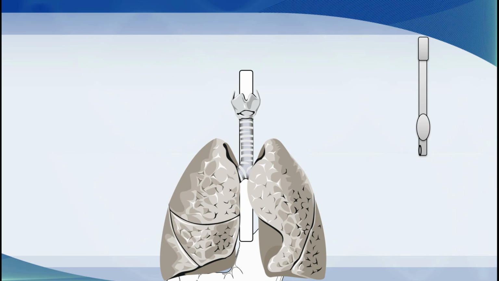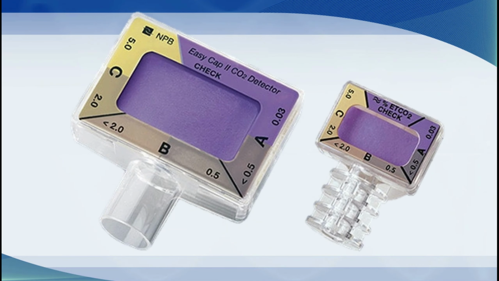When we are placing an endotracheal tube, it must be inserted into the airway and not into the esophagus, and we confirm placement by measuring carbon dioxide in exhaled gas. This is a colorimetric CO2 detector built into a heat and moisture exchanger.